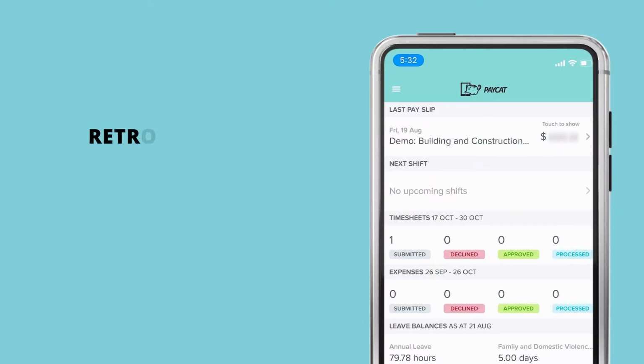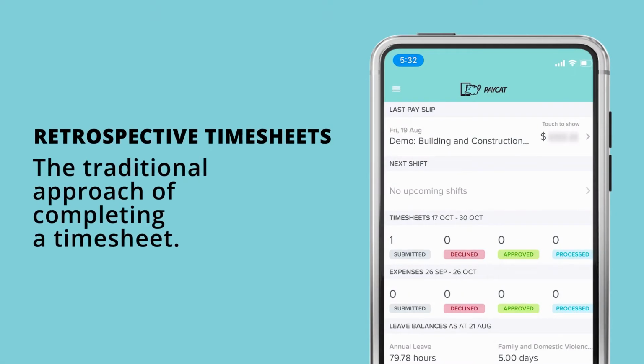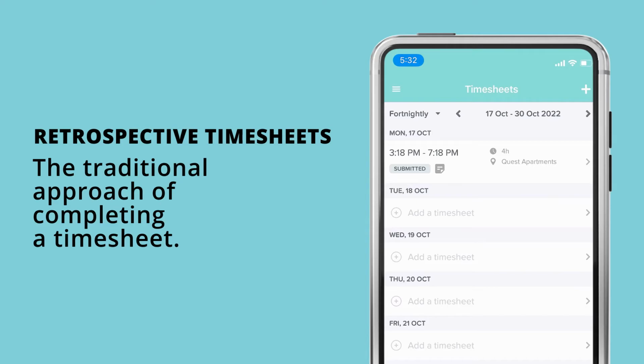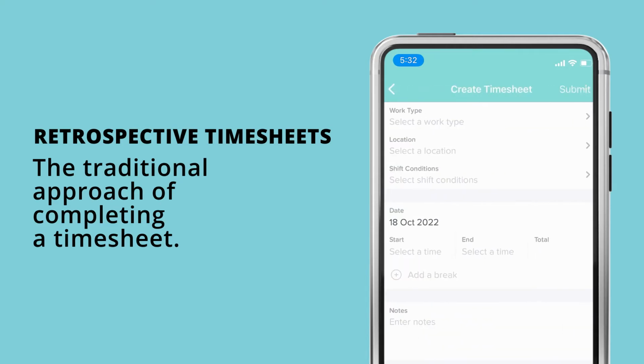One option to consider along the way is whether your employee should use what we call retrospective timesheets, or clock in and out. Retrospective timesheets is really the traditional approach of completing a timesheet at the end of each day, week, fortnight, or month. If you're moving to electronic timesheets for the first time, retrospective timesheets is similar to what you may have previously captured on a paper timesheet. The drawback of retrospective timesheets is the administration involved in chasing your staff that don't submit a timesheet.